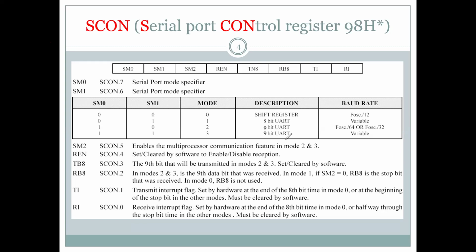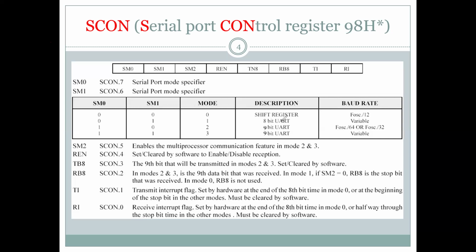Out of these 4, only one mode is not UART mode, that is mode 0. It is a shift register mode. It is not related to UART. It means there won't be any framing in mode 0. Whatever bits come through SBUF will be shifted out one by one without framing. The baud rate used for this shift register mode is F oscillator by 12. Number of bits transmitted per second is F oscillator by 12.